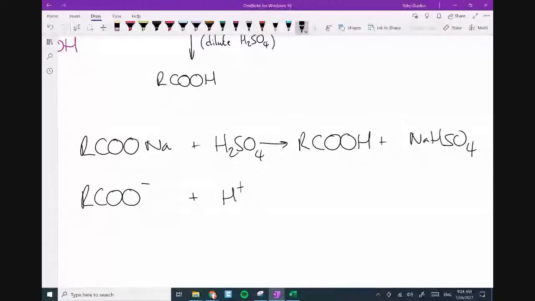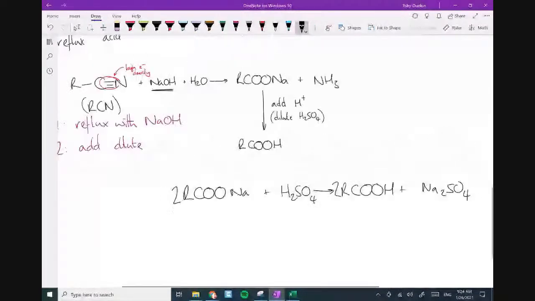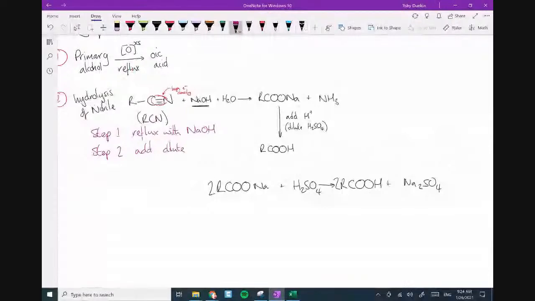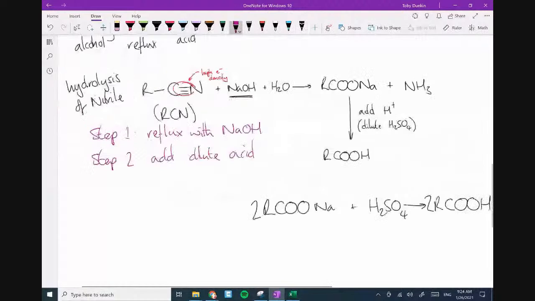In fact, what we can do is just double that and then form that. That works then, doesn't it? So you can do that one as well, either one. So it's a 2-step process. Add dilute acid, yeah, there we go. At the end of it, it will turn it back into the carboxylic acid.